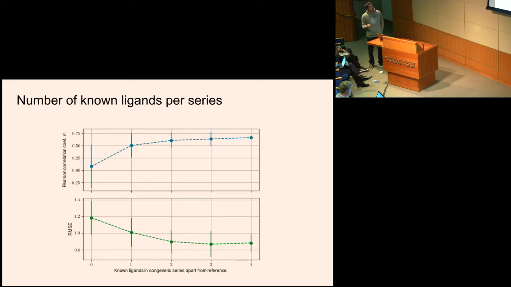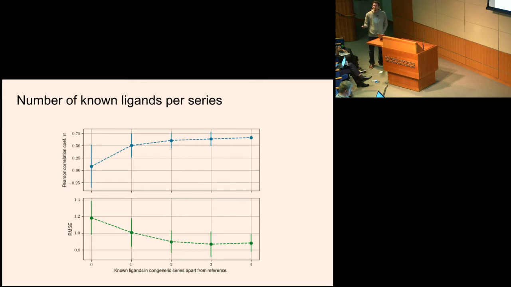Well, we do pretty poorly. We have 0 known ligands in our training set for that specific target, and we get a very poor Pearson correlation and very high MSE. What happens though if we have a crystal structure and 1 ligand?